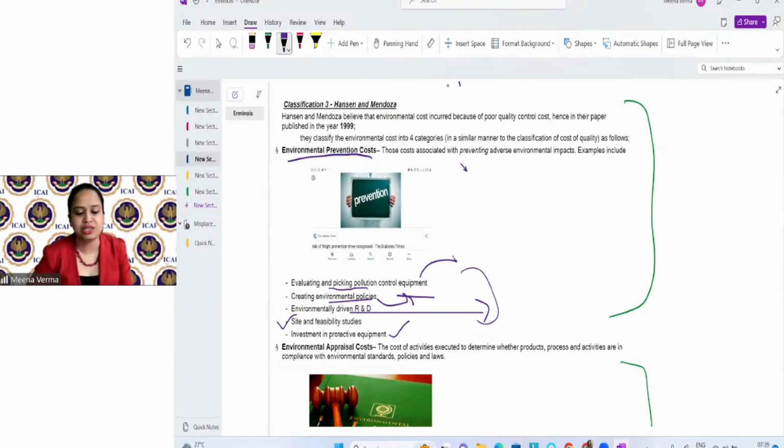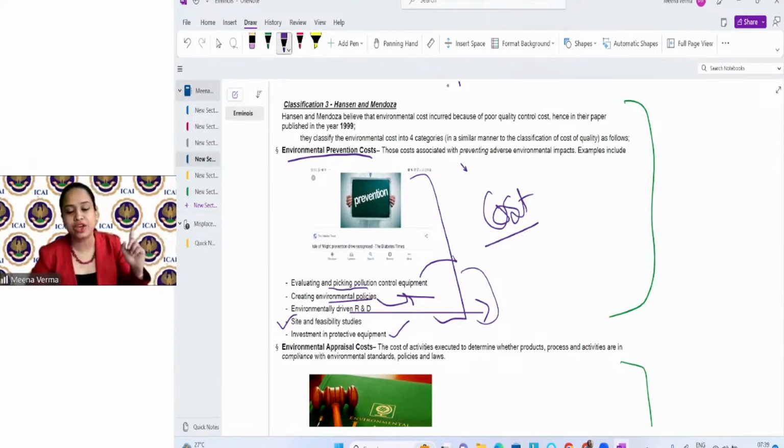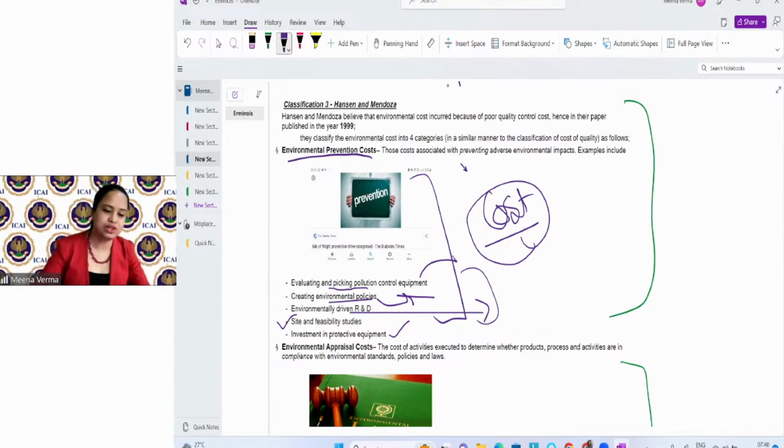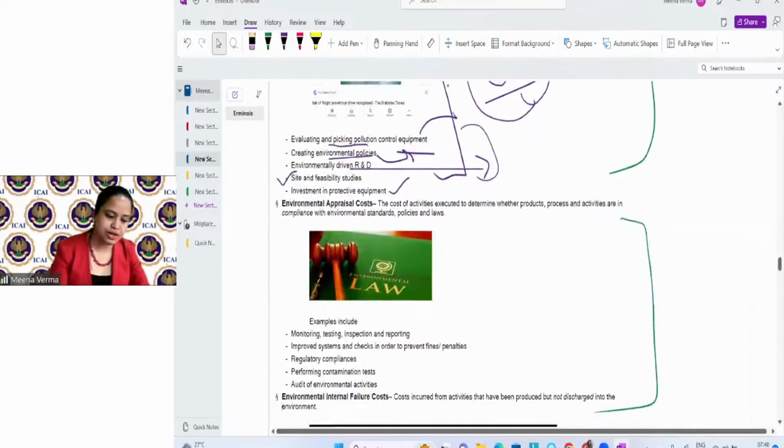Protective equipment means the equipment which will help the organization not to release any kind of waste in the environment. So you can see all these types of costs the company is incurring to prevent the release of any air pollution, water pollution, or any kind of pollution. Whatever cost the company is incurring here will come under preventive cost. Obviously this process is not free. The company will have to incur some cost here, so this will come under prevention cost.